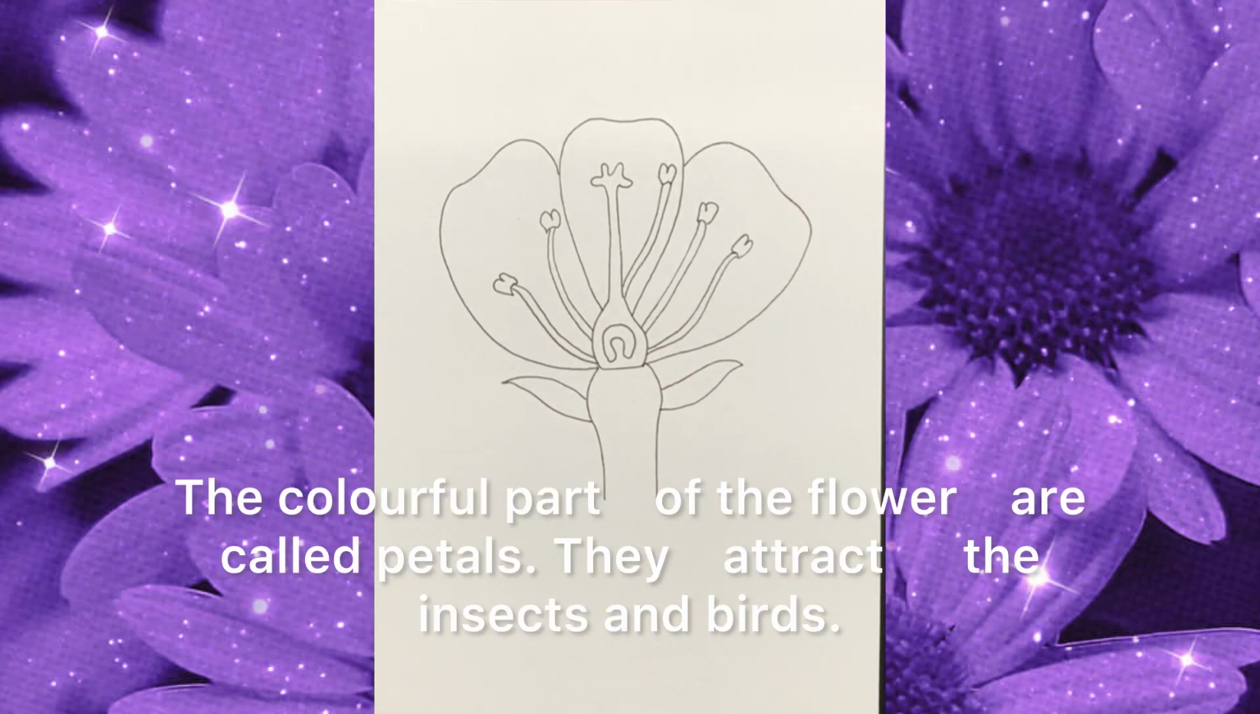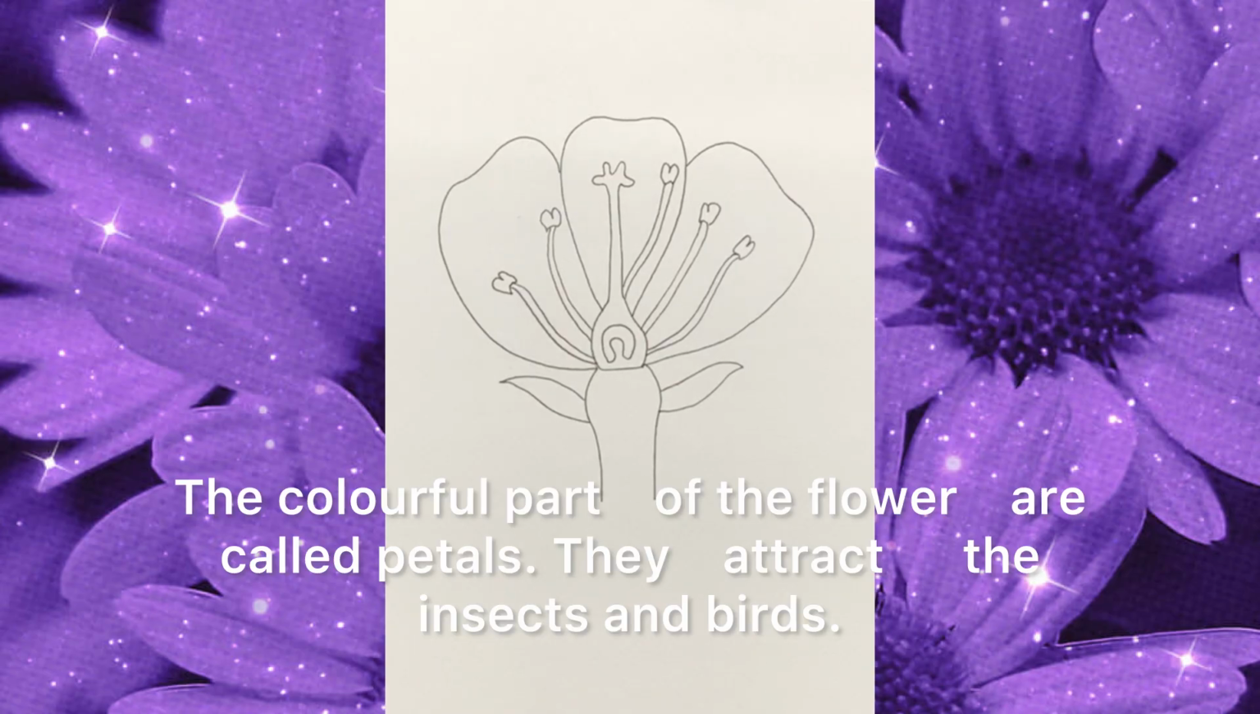The colorful parts of the flower are called petals. They attract insects and birds.